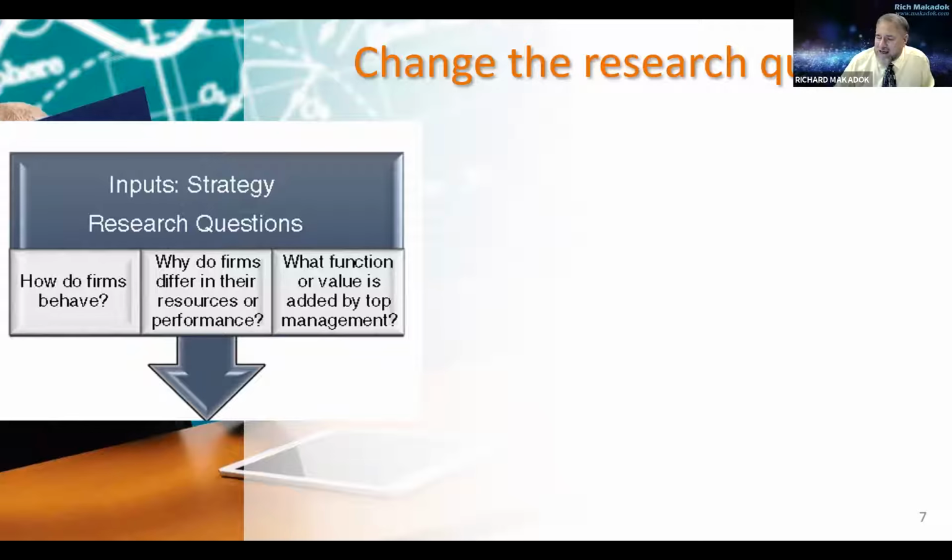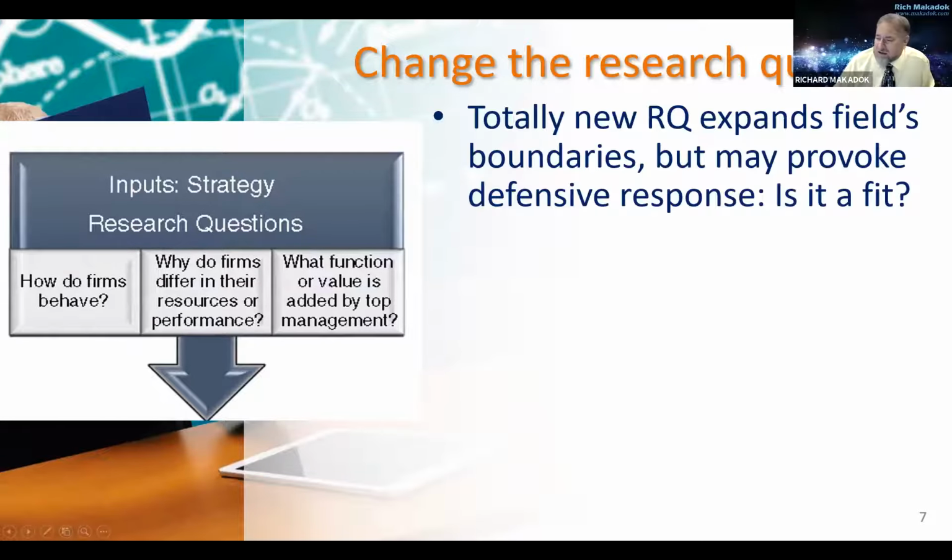And so different fields basically pose different sets of questions. So one obvious way to make a contribution to theory would then be to change the research question, right? Either by asking a completely new question, or by modifying an existing question in some way, or applying an existing theory to address a different question, right? So let's take each of those in turn.